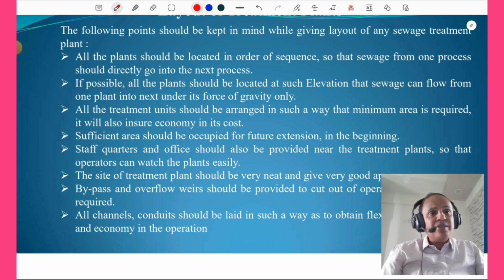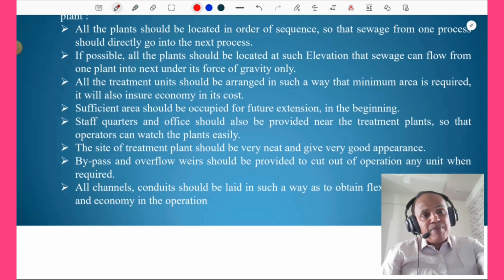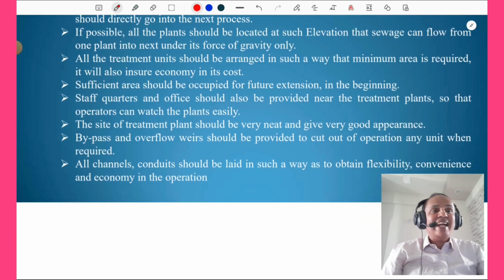Sufficient area should be occupied for the further expansion in the beginning. So we are going to design that sewage plant or sewage treatment plant for 30 years. So one must decide the forecasting of population and area requirement. The site of the treatment plant should be very neat and very good in appearance.